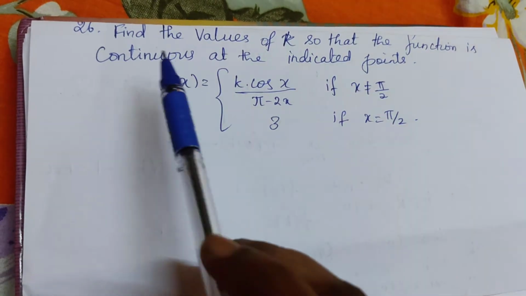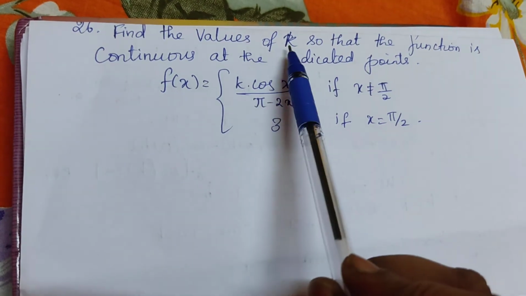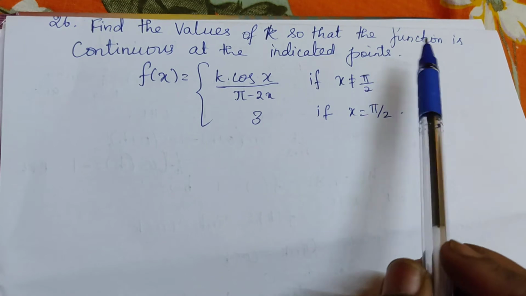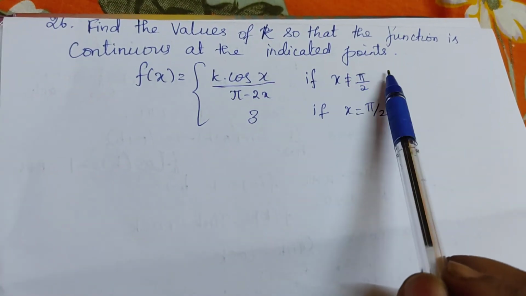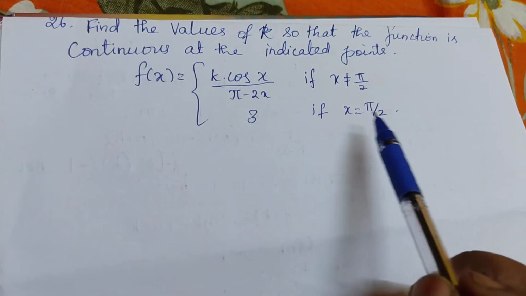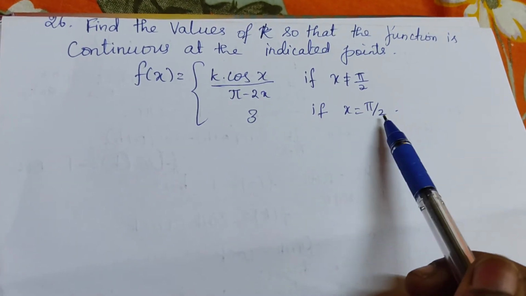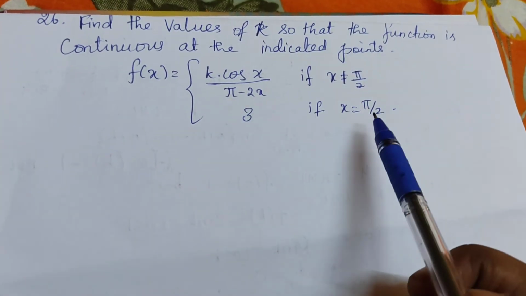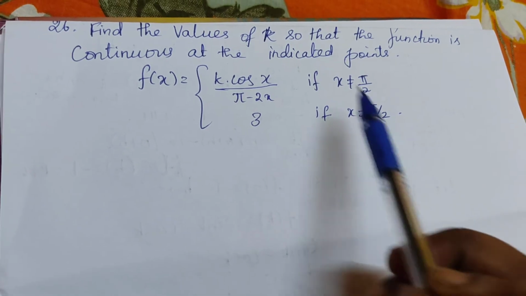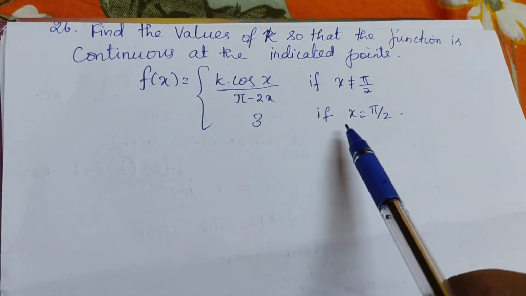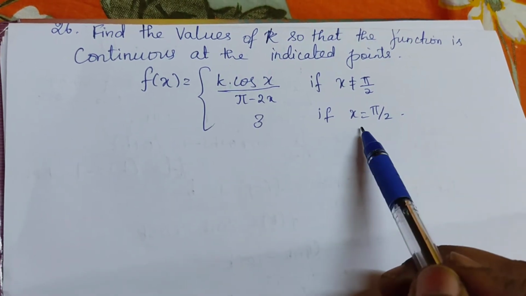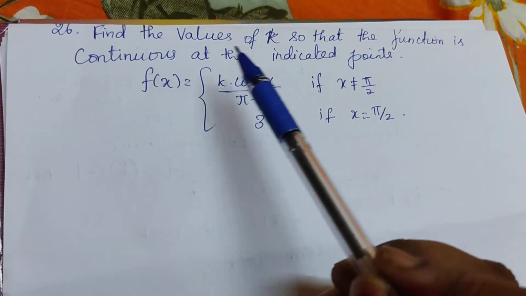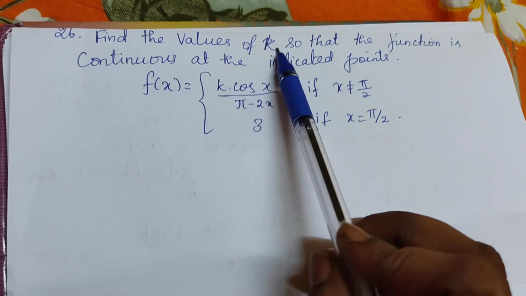Here they are stating, find the values of k so that the function is continuous at the indicated points. The indicated point here is x equal to pi by 2. They are asking us to assume the function is continuous at pi by 2. If the function is continuous at pi by 2, what about the possibilities of k?